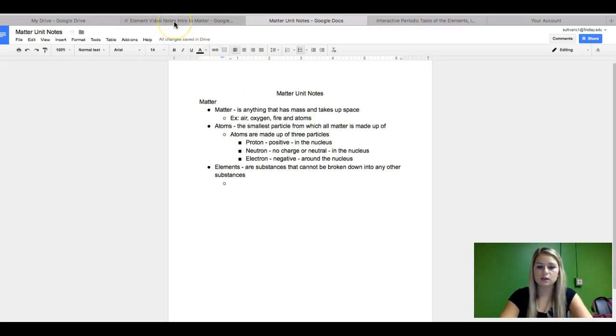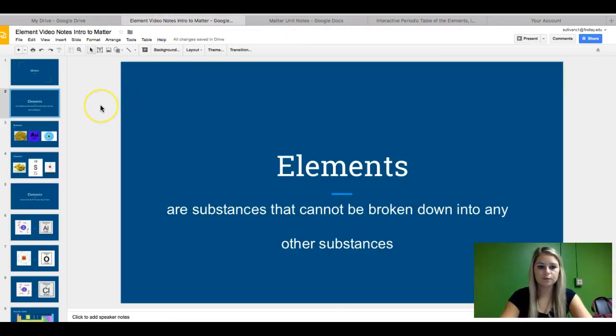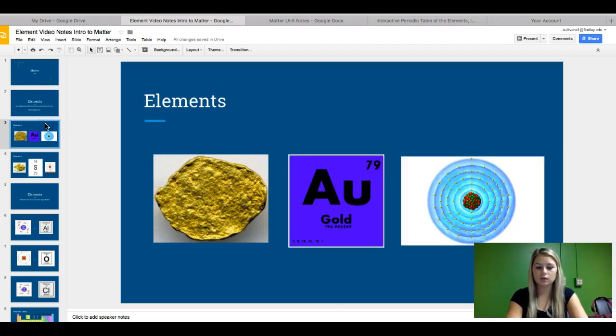Let's go back to our slides here and talk about our definition a little bit. Our definition is that elements are substances that cannot be broken down into any other substances. If we look at this example here of gold, I have a piece of gold, and right here is a single gold atom. If I put together a bunch of these atoms, they are going to make up this piece of gold. If I cut this gold piece in half, I'm only going to find gold atoms. It cannot be broken up into anything else except gold atoms.